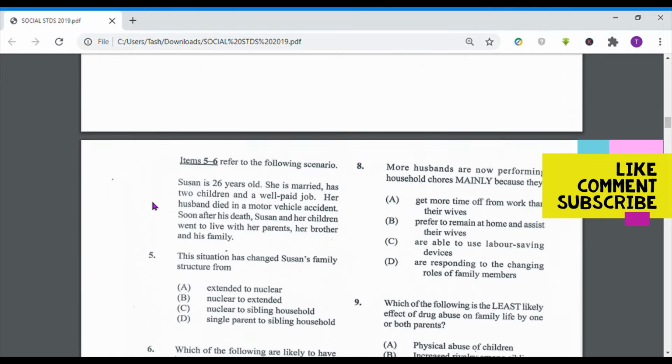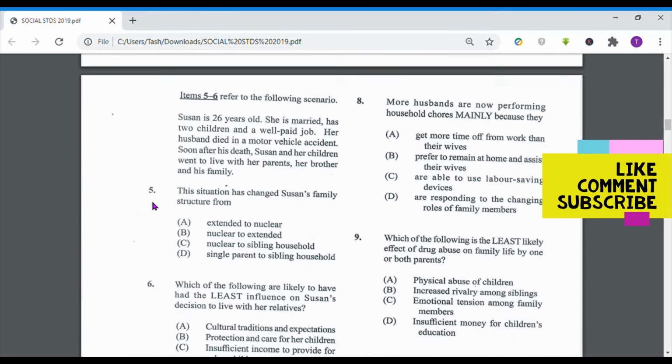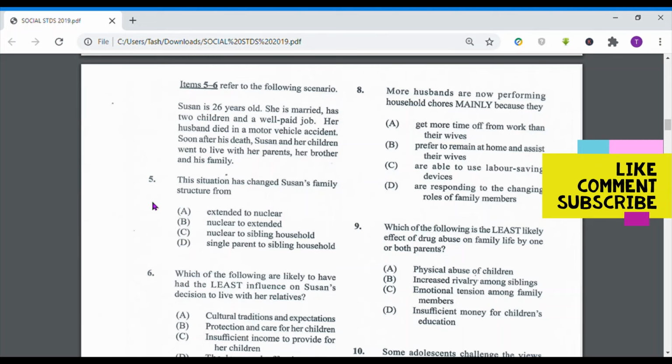Number 5, items 5 to 6 refer to the following scenario. Susan is 26 years old, she's married, has 2 children and a well-paid job. Her husband died in a motor vehicle accident. Soon after his death, Susan and her children went to live with her parents, her brother, and his family. The situation has changed Susan's family structure from nuclear because it was just her husband and her children. So you would have option B and C to look at the moment.